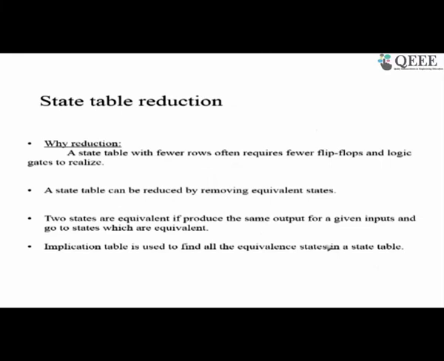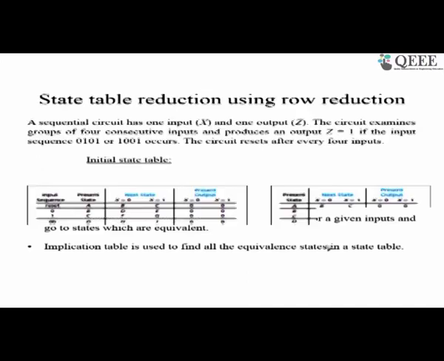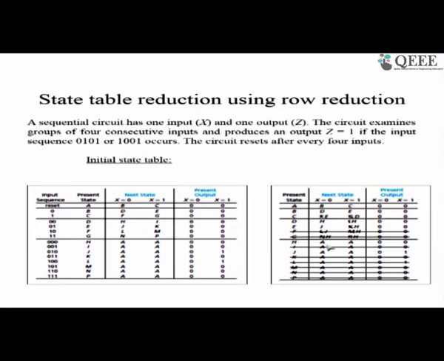Well, now comes the important concept of reduction of the state table. When you construct a state graph and a state table, there may be many states. The lesser the number of states, the simpler the circuit, so we need to reduce it. Two techniques are there, one is row reduction, another is using an implication table.